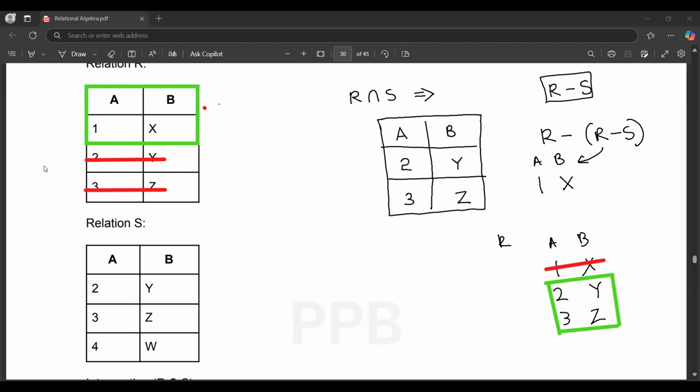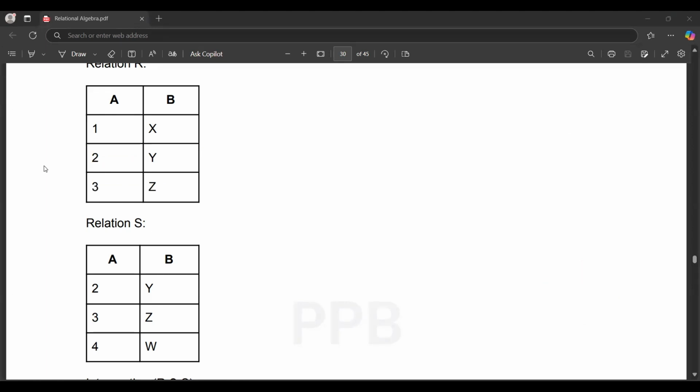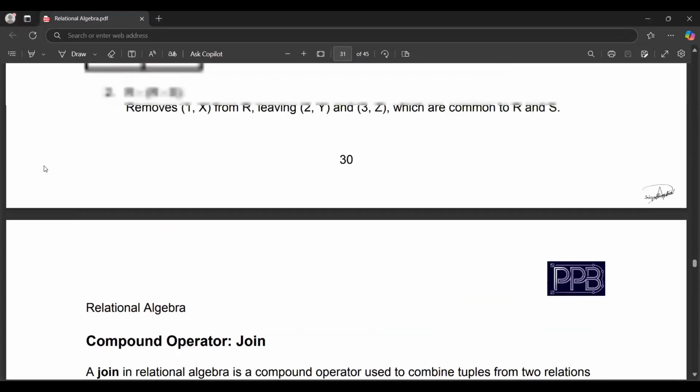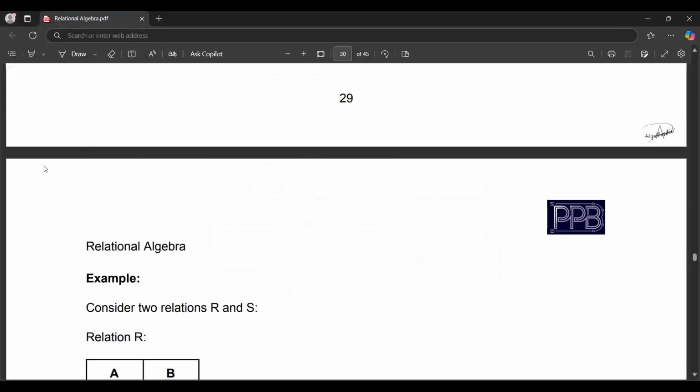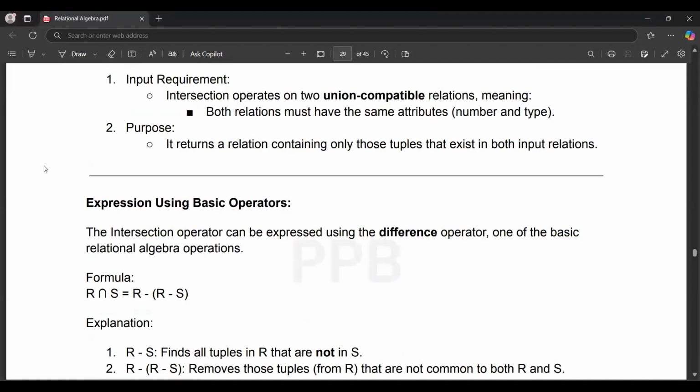Alright, that's all we should know about intersection in relational algebra.